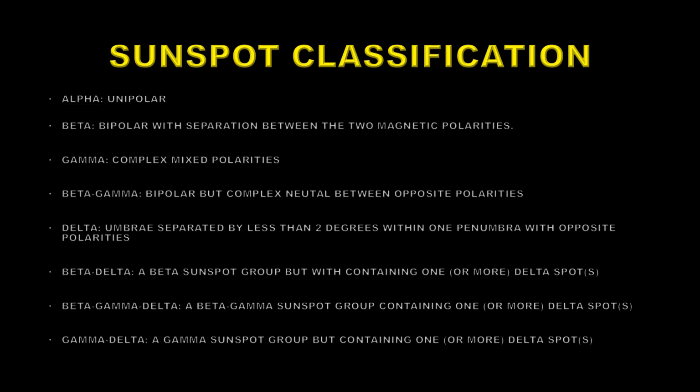A beta delta region is a beta sunspot region, but containing one or more delta spots. A beta gamma delta region, again a very positive thing for flares, is a beta gamma sunspot region containing one or more delta spots. A gamma delta region is a gamma sunspot group but containing one or more delta spots.